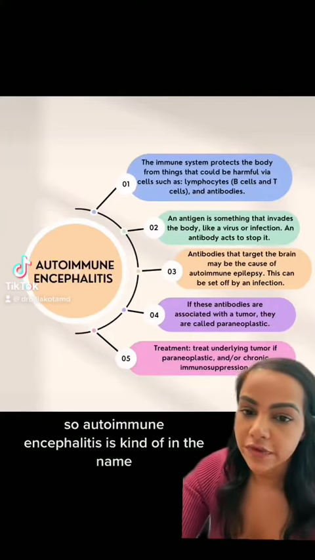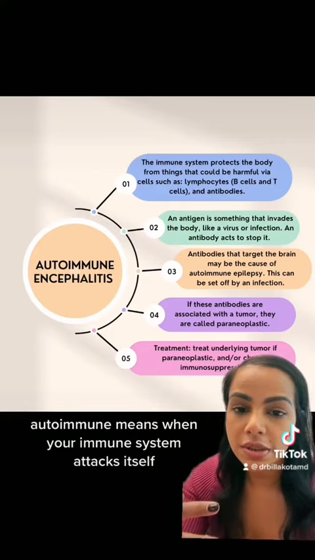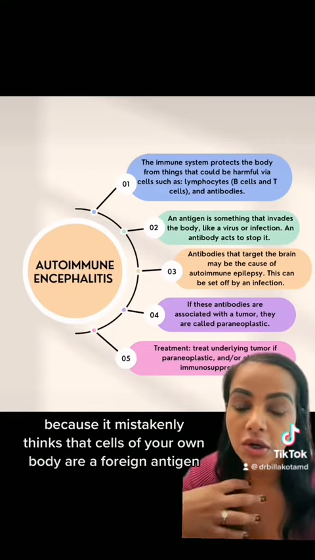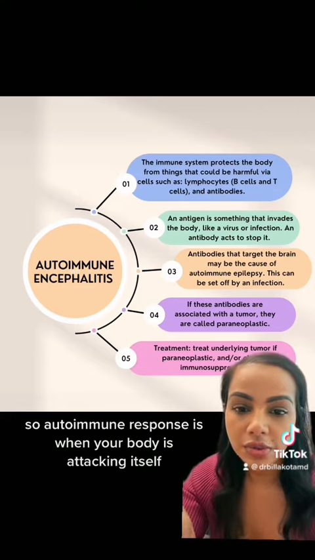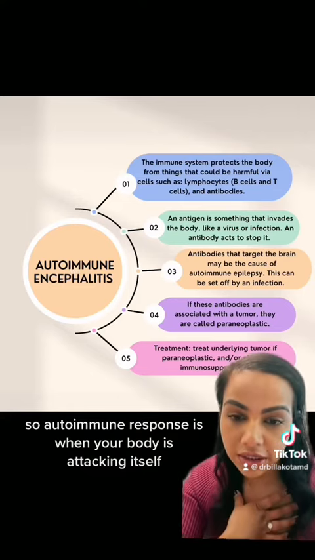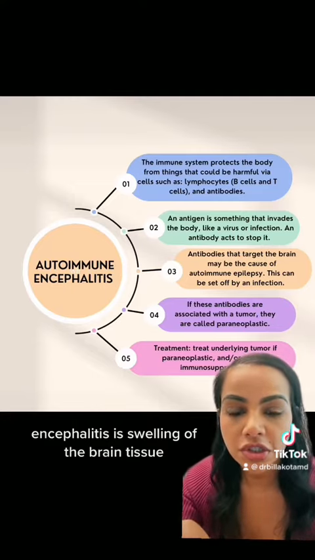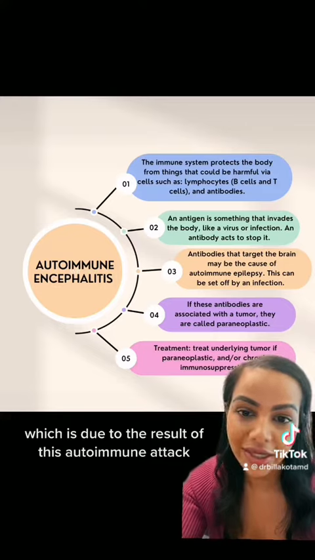So autoimmune encephalitis is kind of in the name. Autoimmune means when your immune system attacks itself because it mistakenly thinks that cells of your own body are a foreign antigen. An antigen is something that invades the body, like a virus or an infection. So an autoimmune response is when your body's attacking itself because it is confused. Encephalitis is swelling of the brain tissue, which is the result of this autoimmune attack.